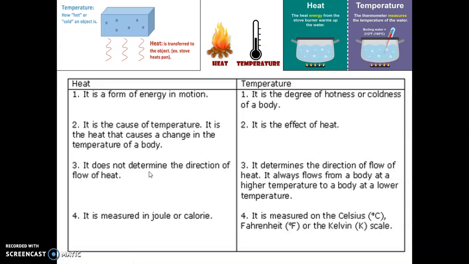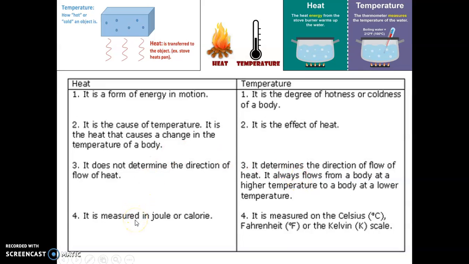Heat does not determine the direction of flow of heat, whereas temperature determines the direction of flow of heat. It always flows from the body at the higher temperature to the body at the lower temperature.